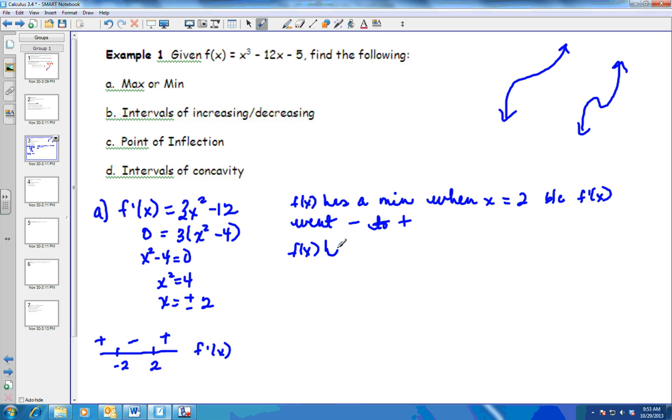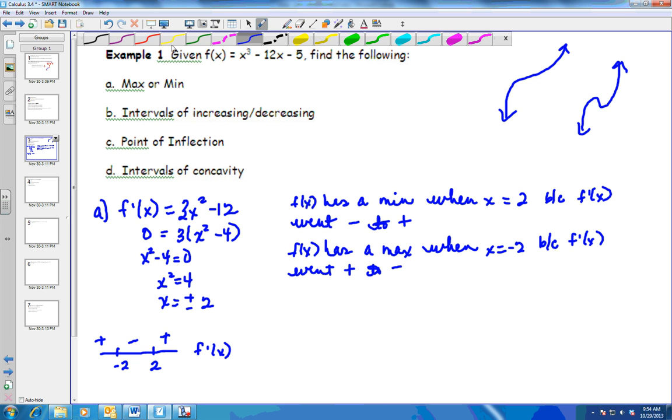F of x has a max. We know that we have a max when the first derivative goes from positive to negative. So positive to negative happened at x equals negative 2 because f prime of x went from positive to negative. Okay, so that's part A.